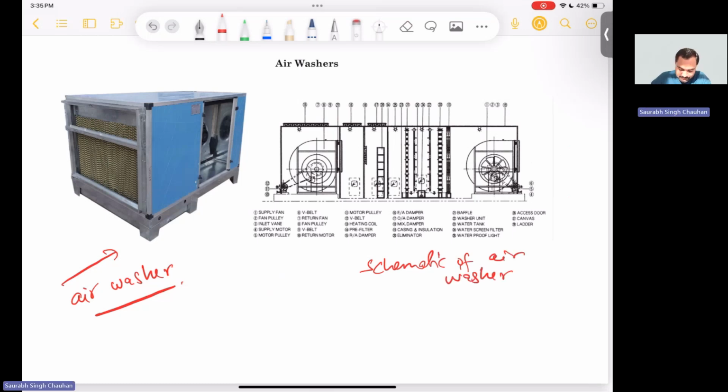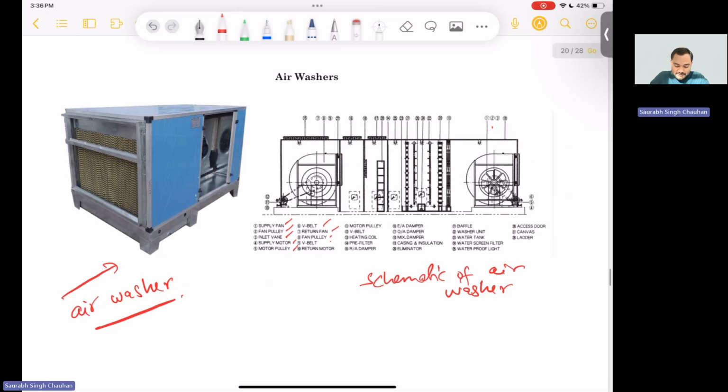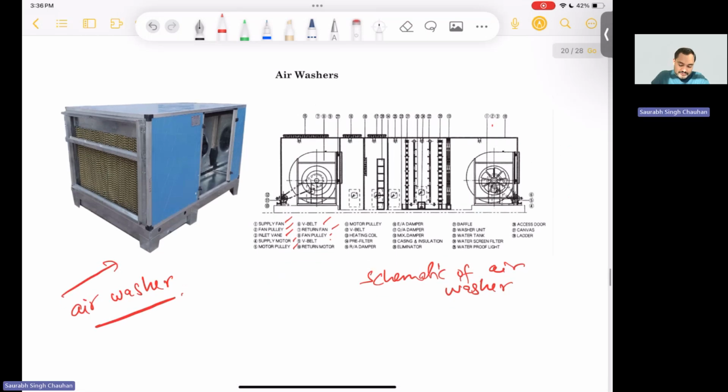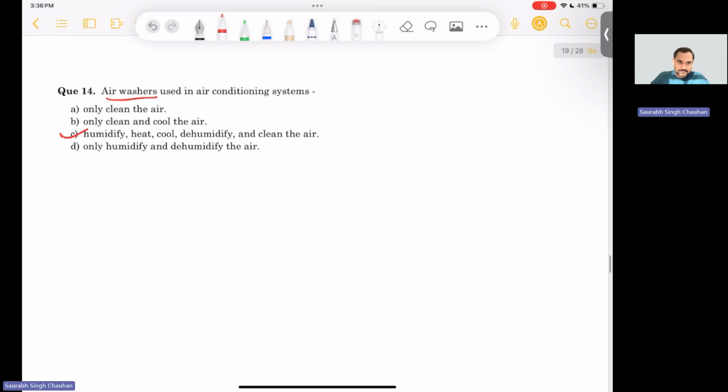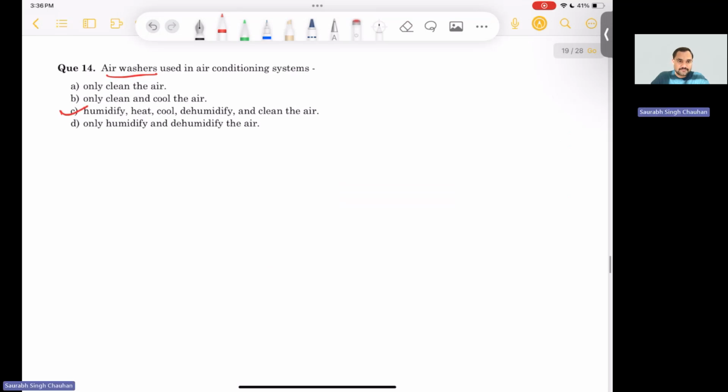Here you can see there are many components, and you can see what each component means: supply fan, fan pulley, inlet valve, supply motor, motor pulley, V belt, return fan, V belt, and a lot of other components. These can be used for heating, cooling, humidification, dehumidification, and of course cleaning the air. Cleaning the air means the pollutants and dust particles get stuck in the wet surface, trapped by the moist air basically.